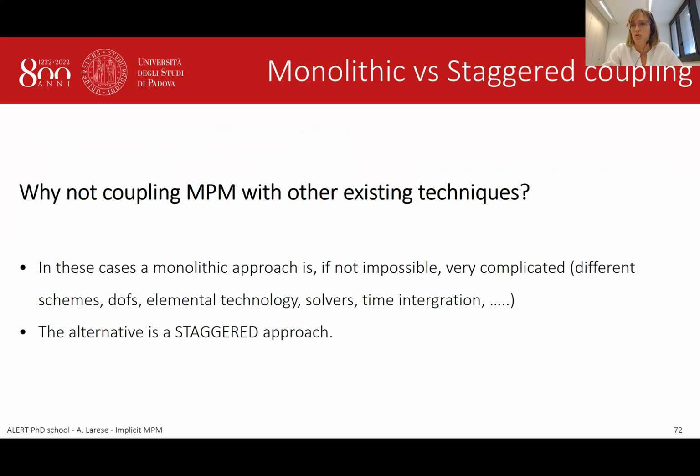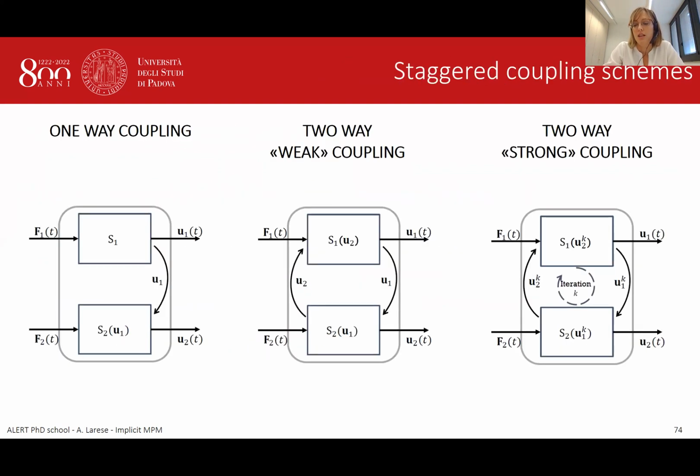The simplest approach is to use a staggered approach, which is to use the solvers, MPM, FEM, or whatever technique you want, as a black box, and interchange information between the two simulations. So which are the common staggered ways of coupling information? Well, one-way coupling is the simplest one and quite useful in many engineering problems, by the way. We have two different solvers, and only one is passing information to the other one. The solution of the second system is not affecting the first one directly, but it's affected by the first one. So it's only one-way coupling. There is nothing coming back from the second system to the first one.